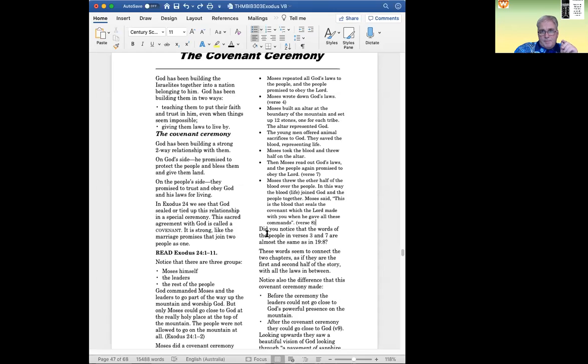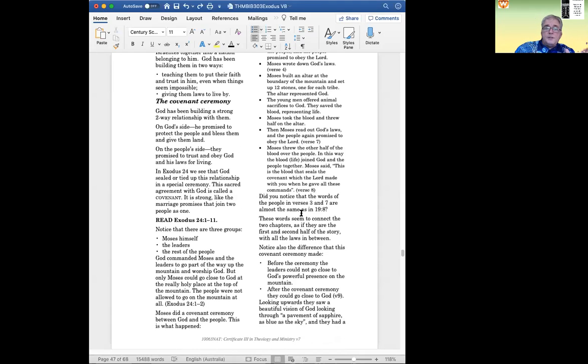Now, if you have a look again at the passage, verses 3 and 7, there's a response by the people, where they say, "We will do everything the Lord has said." But this is almost the same as what they say back in Exodus 19, verse 8, in preparation for receiving the Ten Commandments, before Moses went up and received them. So the words seem to connect the two chapters. They're the first and the second halves of the story, with all the laws in between.